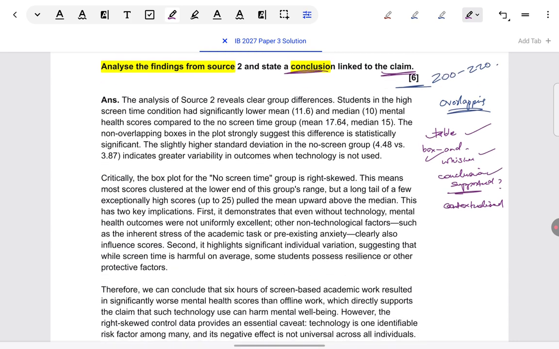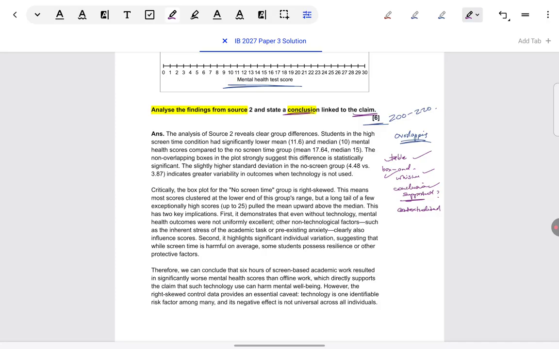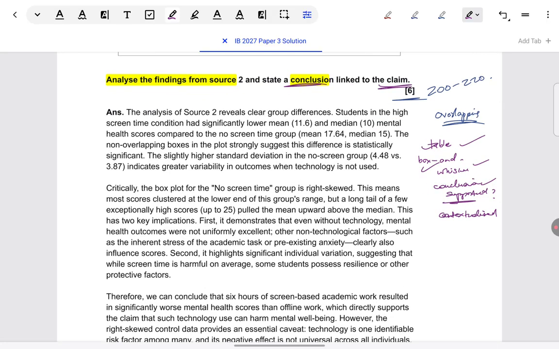To make this more clear, let's look at the answer. I won't be able to read it entirely, it's long, so you can take a screenshot. I'll read out the key points. When we analyze source 2, we see there are clear differences. Of course, mean is the first thing we'll compare because, after all, these are mental health scores on a test. This is interval data. So, the first thing I would do is a mean comparison. 11.6 in the high screen time group. Please see how context is being given. The groups are being named, not a general 'mean is high, low'; which mean, which group, that is there. Median is also specified because two measures of central tendency were on the table, and no screen time group.